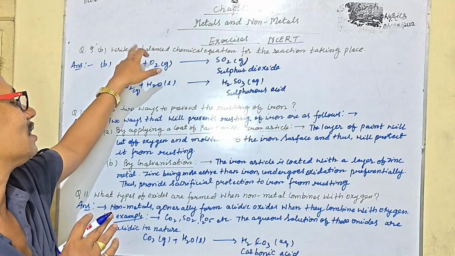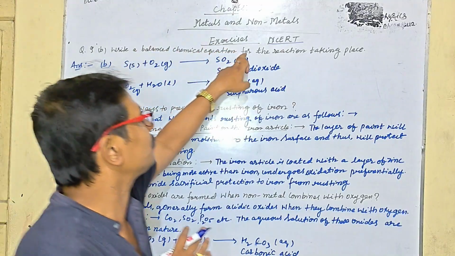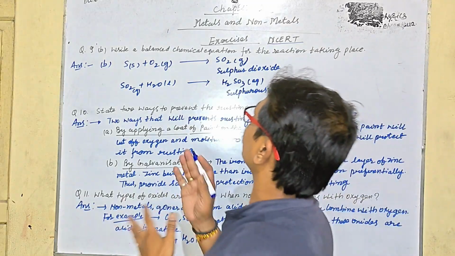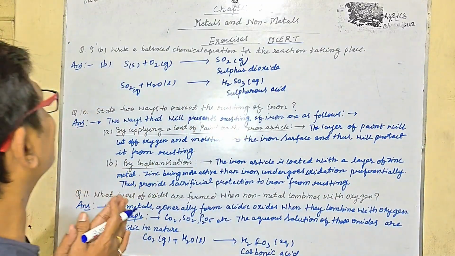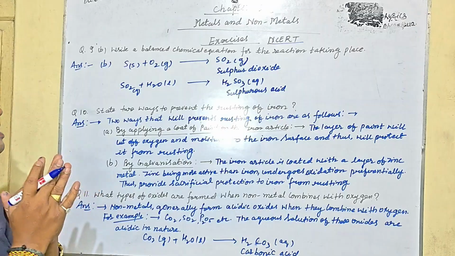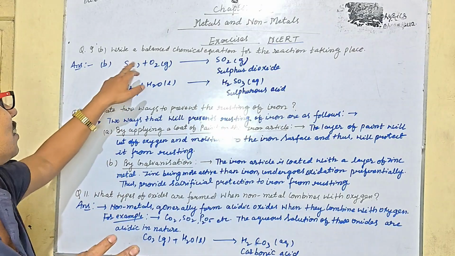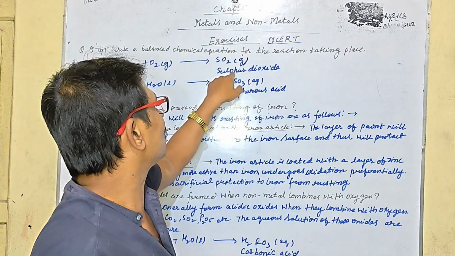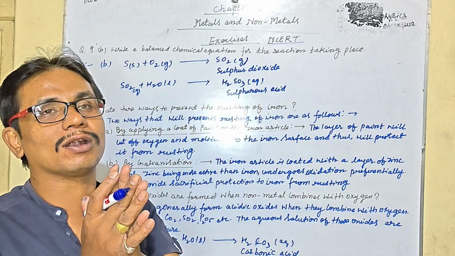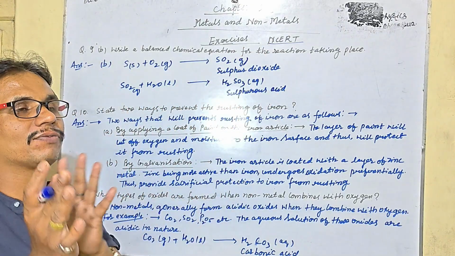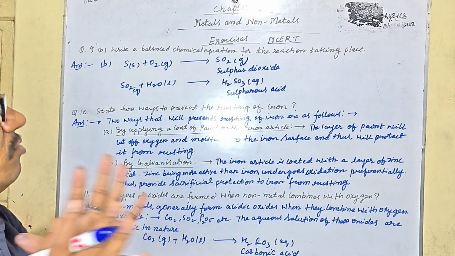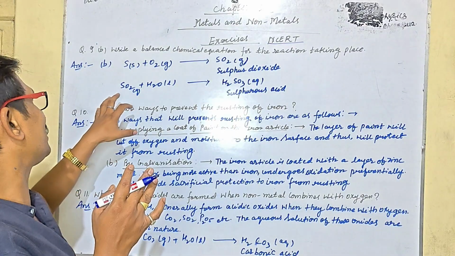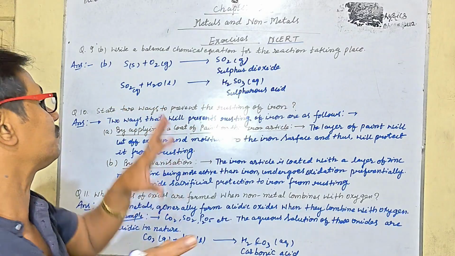But the second part, question 9b, says: write a balanced chemical equation for the reaction taking place. What is the balanced chemical reaction that should take place? I discussed only the first step, sulfur solid plus O2 gas giving SO2 gas, sulfur dioxide. So this question was not complete. Due to lack of time, I did not discuss it in the previous video, so right now I am going to complete the question with the two steps.